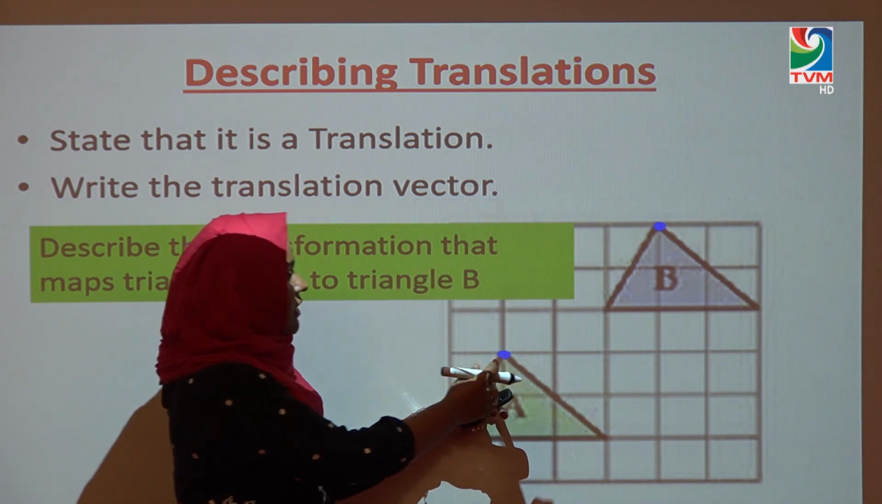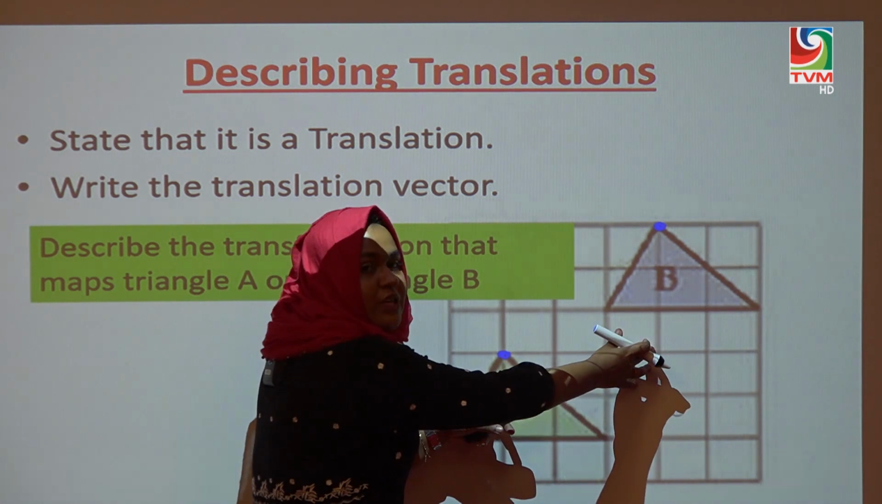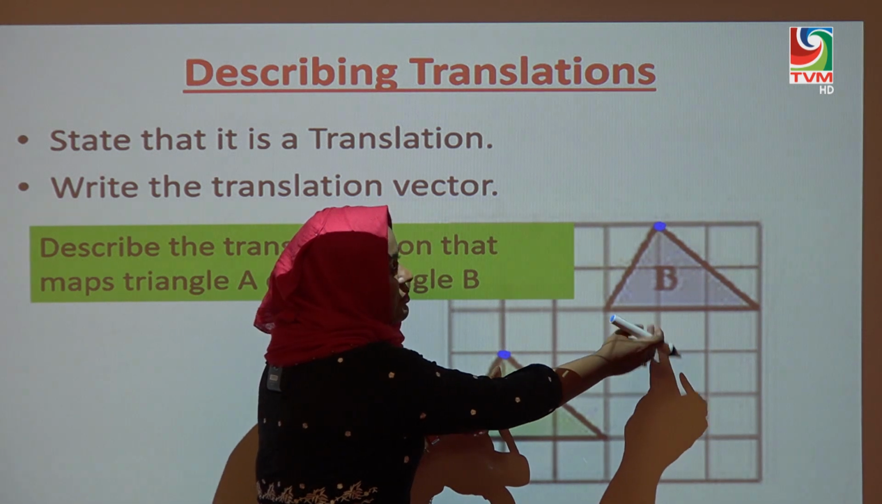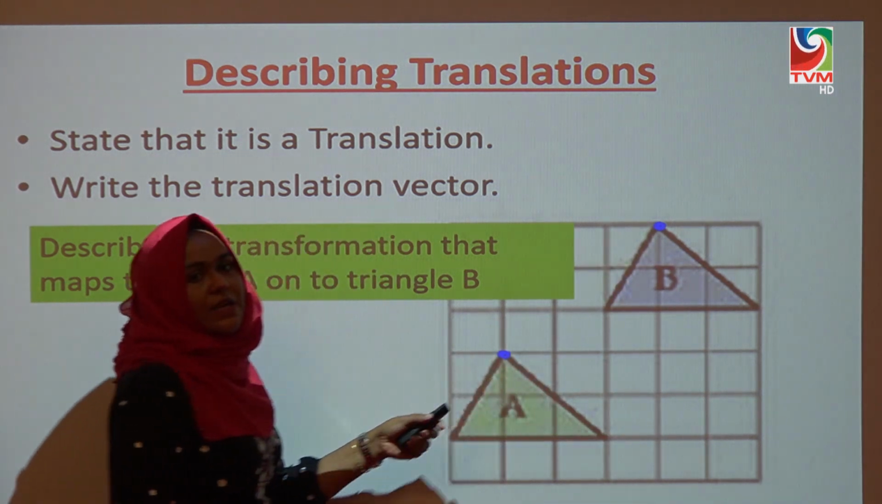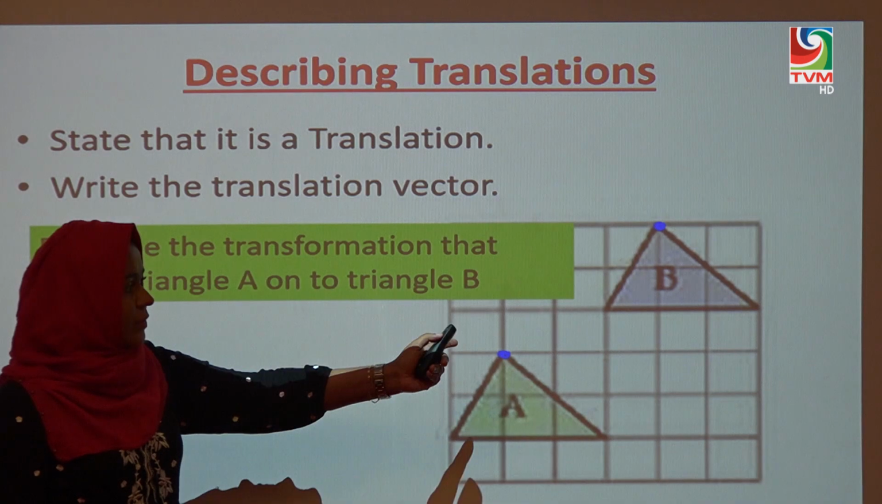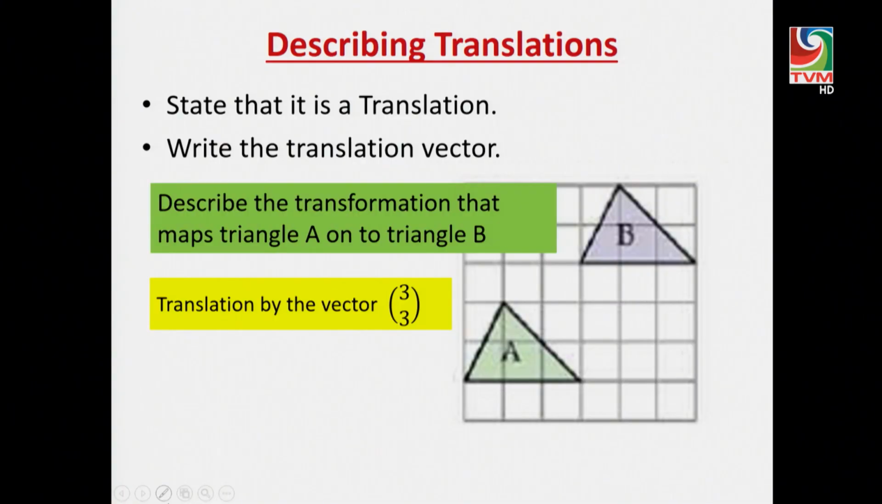We know that it is going to the right and up. Now, check how many units, count. We have 1, 2, 3. 3 units to the right. So, your first value will be positive 3 and going upwards how many units? 1, 2, 3. Again 3. So, your second value will also be positive 3 because the object is moving upwards. So, how to describe this transformation is, state that it is a translation and by the vector 3, 3 because it is moving 3 units to the right and 3 units up.